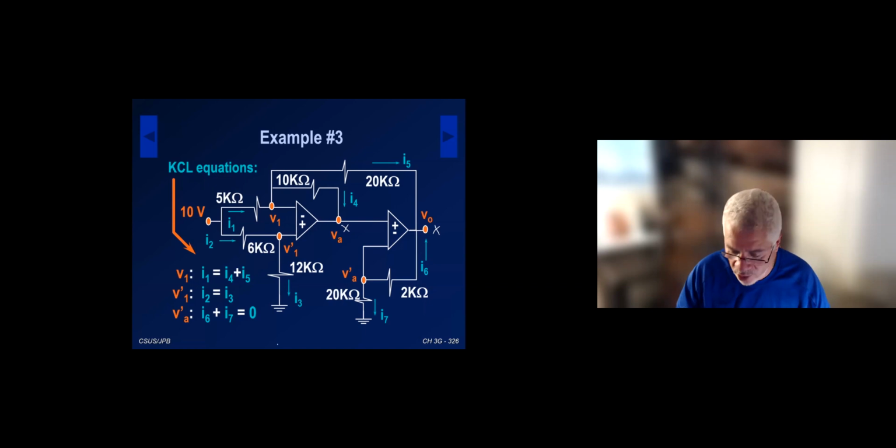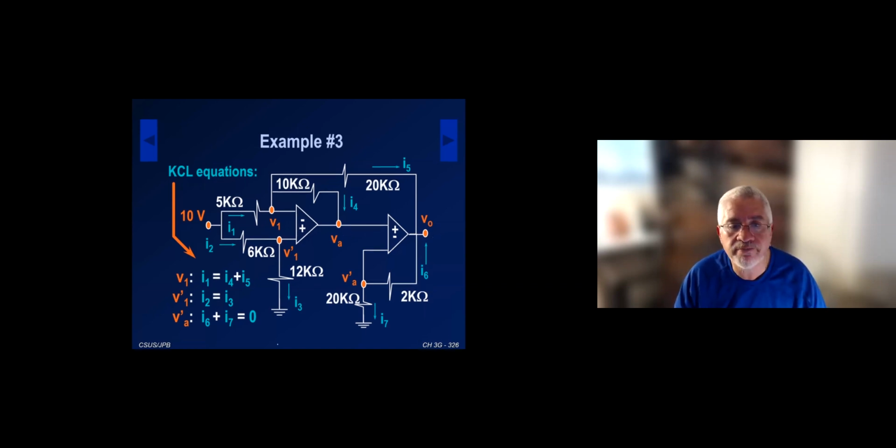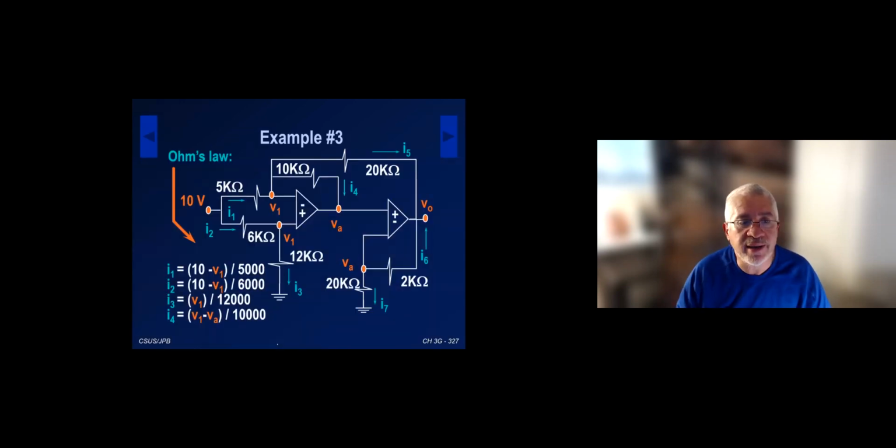So I'm going to go ahead here and write Ohm's law for all of these currents. So I1 is 10 volt minus V1 divided by 5,000. Here you can see now that I've written the KCL, I've replaced V1 prime by V1, and I replaced VA prime by VA. All right. So I1 is 10 minus V1 divided by 5,000. I2 is 10 minus V1 divided by 6,000. I3 is V1 divided by 12,000. And then I4 is V1 minus VA divided by 10,000.